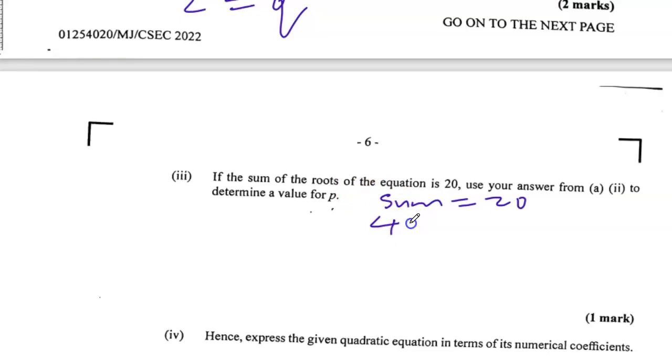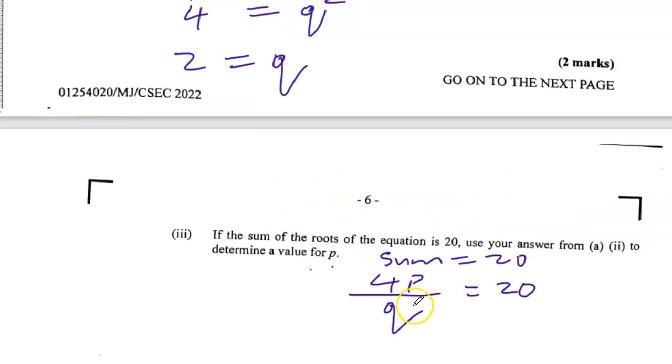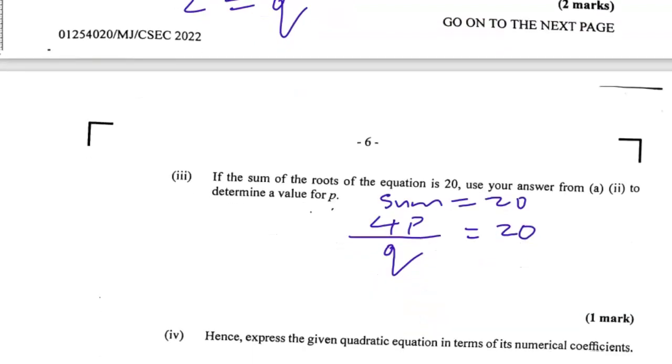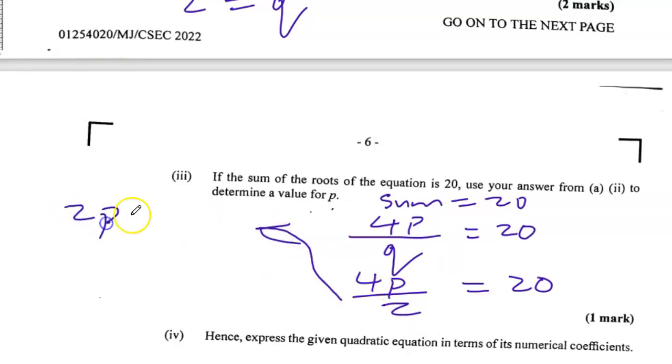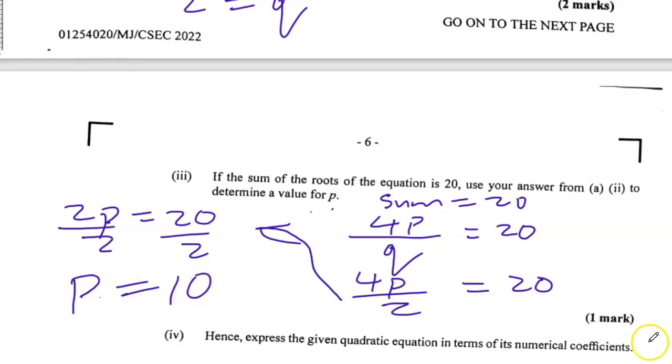So we equate 4p over q to 20. And remember, we just found the value of q to be 2, so we replace q with 2. So this becomes 4p over 2 is equal to 20. And of course, 2 into 4p, that's 2p. So we end up with 2p equal to 20. Divide both sides by 2. So p equal 10. Let's continue.